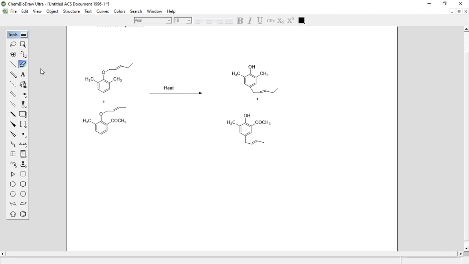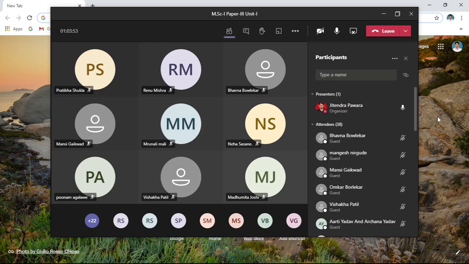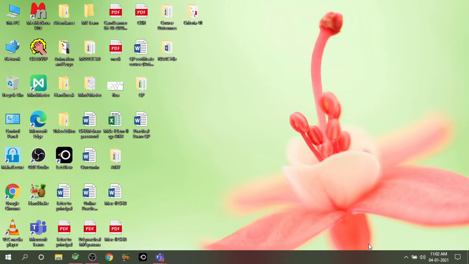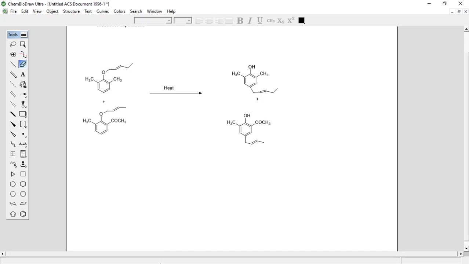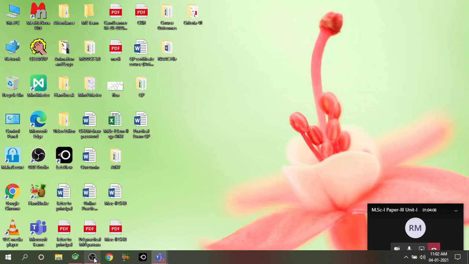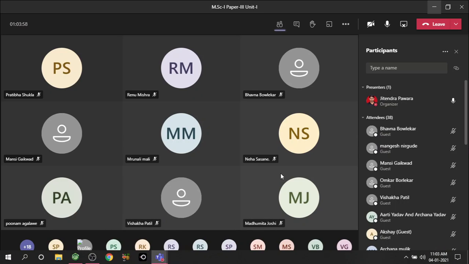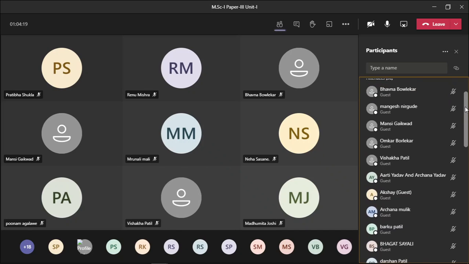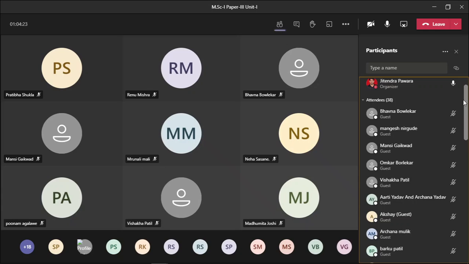Hello? Yes. Yes, Omkar. ओमकार बोर्लेकर, विशाखा पाटील, भावना बोर्लेकर, मंगेश निरगुडे, विशाखा पाटील, आरती यादव, अक्षय, अर्चना मुलिक, बारकू पाटील. Hello.